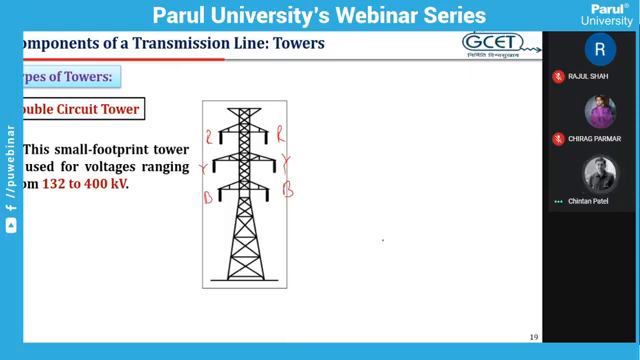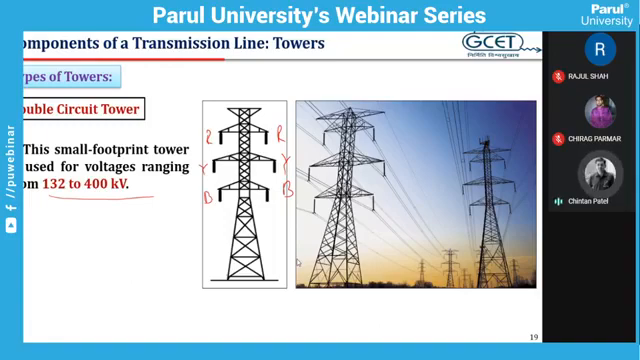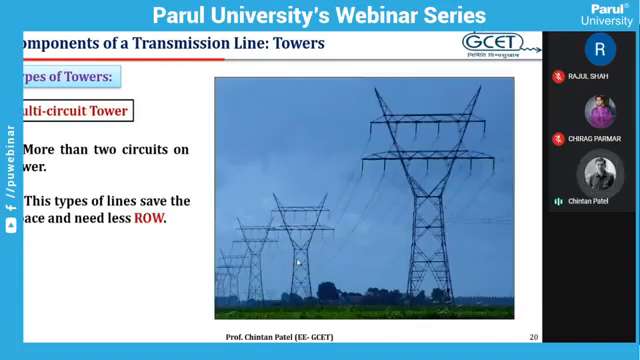So obviously the double circuit line can carry more power because the two line conductors are parallel to each other. So the overall cost of the transmission line will be decreased and they can carry more power. The voltage range is from 132 to 400 kV, and this is the actual photograph of a double circuit transmission line.